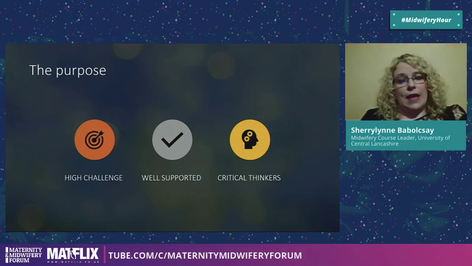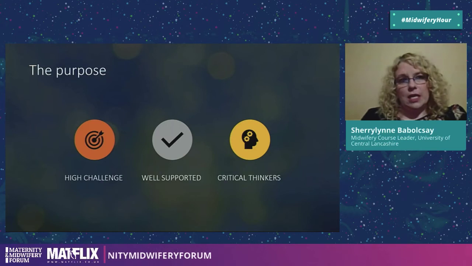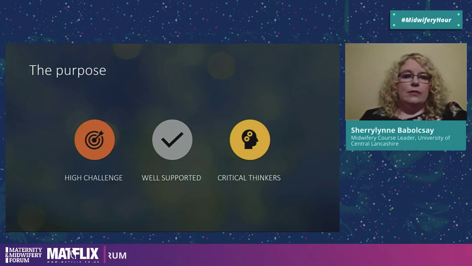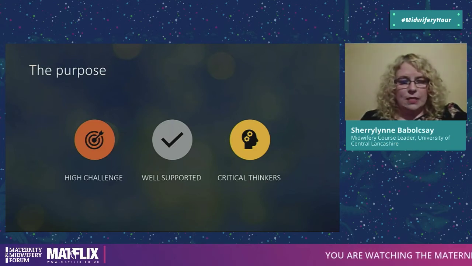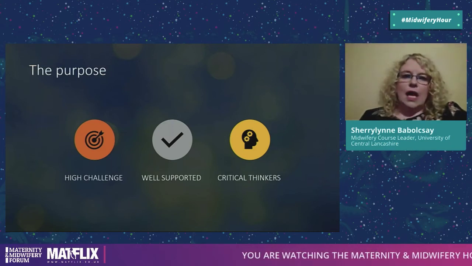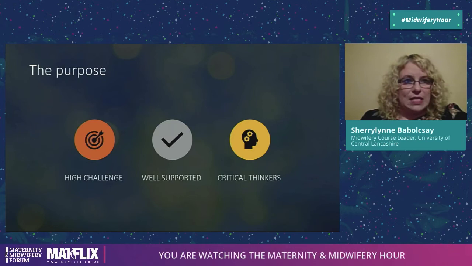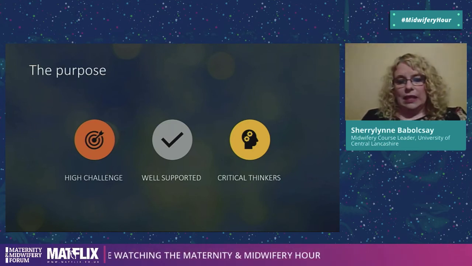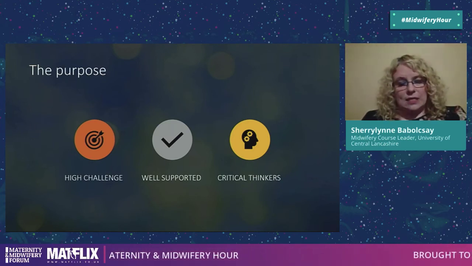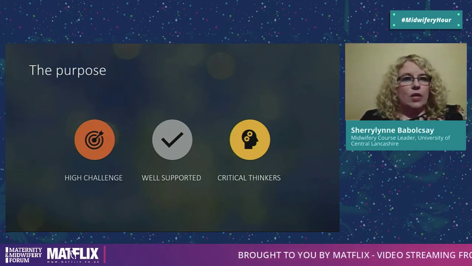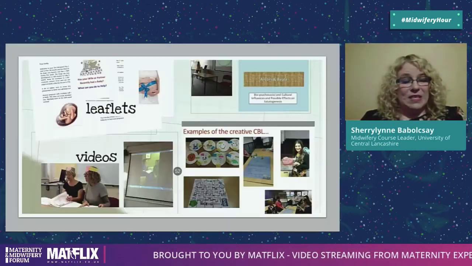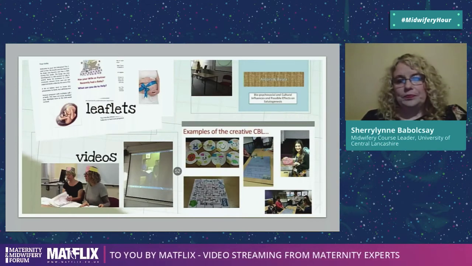But ultimately the outcome is that we have critical thinkers who are able to think critically, to think outside the box, to question why we are doing things and how that applies, and ultimately bridge that theory-practice gap, because they're constantly linking what they're doing in practice, what they see in practice, seeing women as a whole, to some of those theoretical elements that would potentially previously have been taught separately.